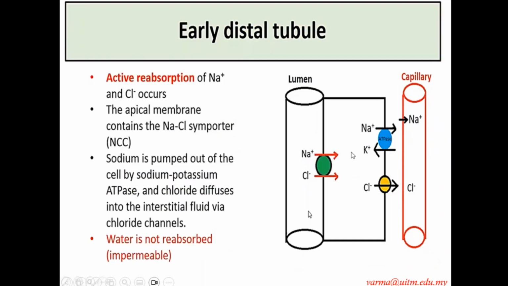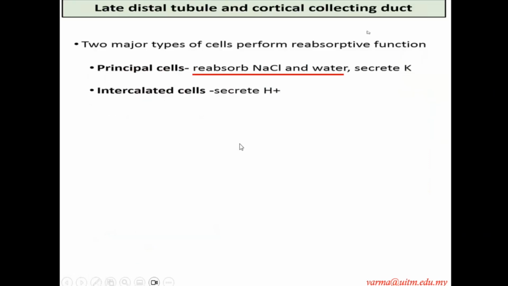So, early distal tubule, we're going to repeat. Active reabsorption of sodium and chloride occurs here based on the concentration gradient. The apical membrane contains a sodium-chloride symporter. Sodium is pumped out by the sodium-potassium ATPase, and chloride diffuses into the interstitial cell via the chloride channel. Water is not reabsorbed. The early part of the distal tubule works the same as the thick ascending limb of the loop of Henle, where they are impermeable to water.